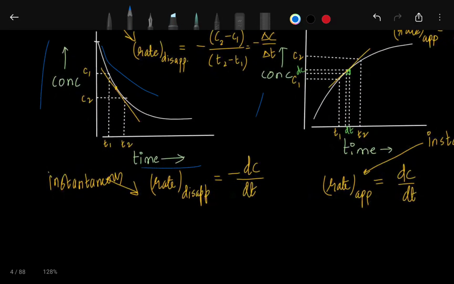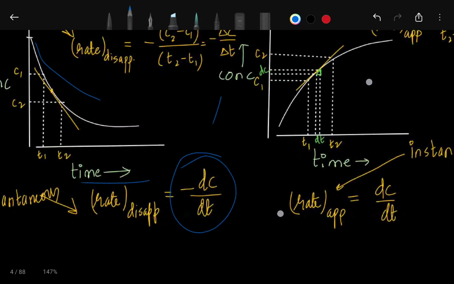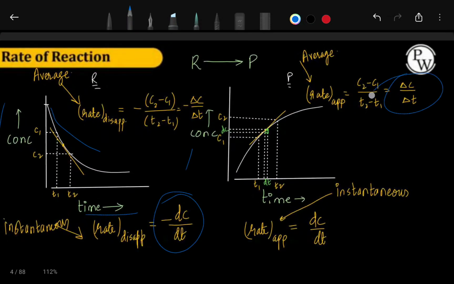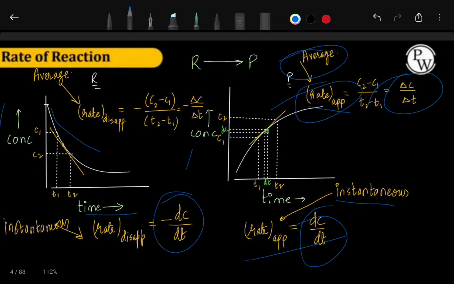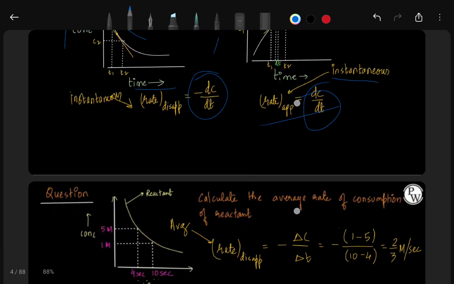There are two types of rates: average rate of change and instantaneous rate of change. Instantaneous rate of change we can define using differentiation. Rate of disappearance is equal to minus dC by dt, and the rate of appearance is equal to plus dC by dt. Okay, we did the instantaneous rate, the disappearance rate and the average rate. So that's the rate of reaction we are studying in the chapter.